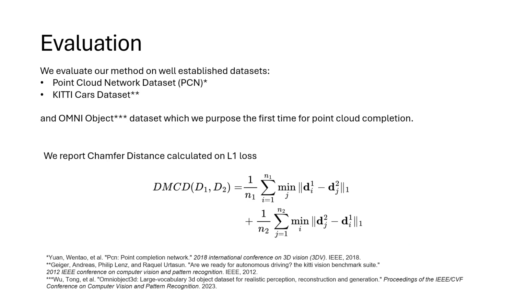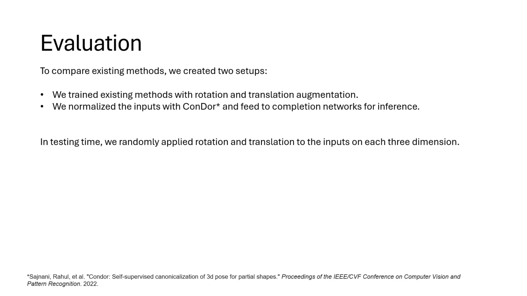We evaluate our method on well-established datasets: the Point Cloud Network dataset, the KITTI Cars dataset, and the OmniObject dataset, which we proposed for the first time for point cloud completion. To compare with existing methods, we created two setups. We trained existing methods with rotation and translation augmentation. We also normalized the inputs with canonical poses and fed them to completion networks for inference. At testing time, we randomly applied rotation and translation to the inputs on each of the three dimensions.